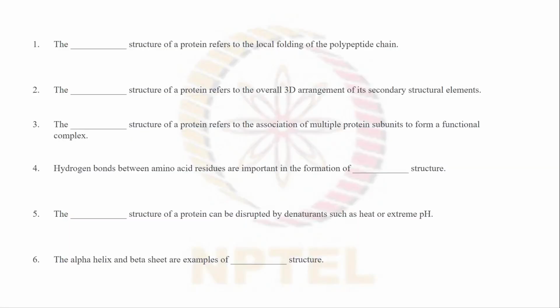Yeah, so here I have some set of questions. What structure of a protein refers to the local folding of the polypeptide chain? We can take them one by one, six are given here. So we are taking the first one. What structure of a protein refers to the local folding of the polypeptide chain? Whether it is primary, secondary, tertiary or quaternary.